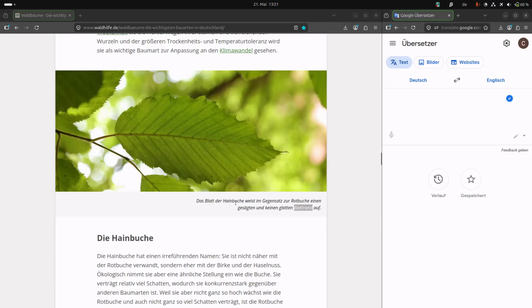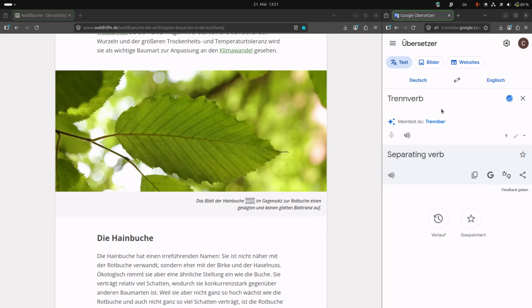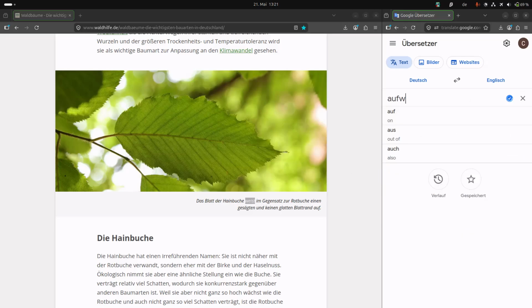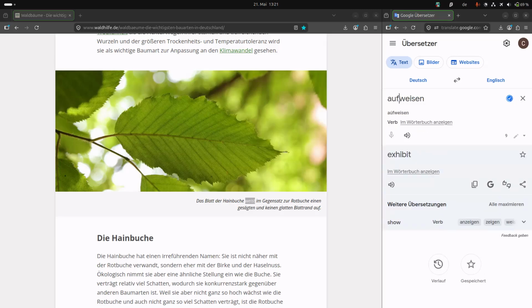So, das Blatt der Hainbuche weist im Gegensatz zur Rotbuche einen gesägten und keinen glatten Blattrand auf. Auf means on, but this still belongs to the verb, so this is a split verb. In German we say Trennverb. You can Google that if you want to know more. Separating verb, I don't know if that's correct, but we have a prefix, aufweisen, and in this case it's split.